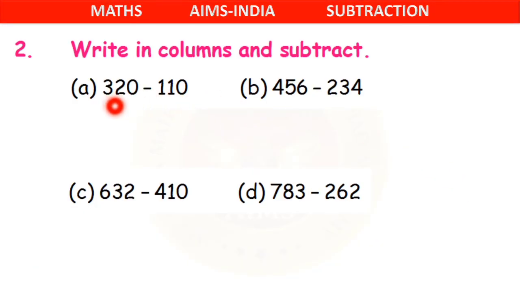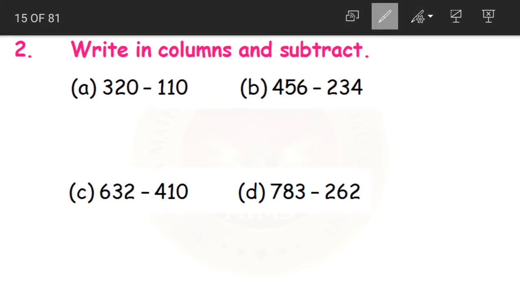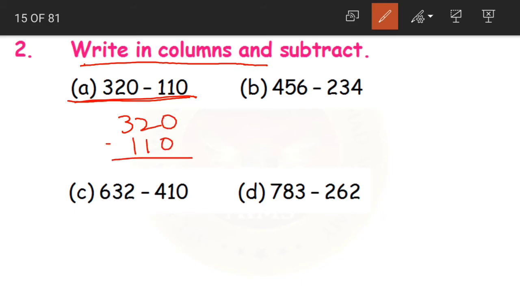Moving on. Write in columns and subtract. Again a few more subtraction problems. See here they are given as a question. What does this mean? Write in columns. 320 minus 110, writing one number below the other. This is one column and this is one column and this is one column. So write in columns and subtract. First we have written in columns, right? One number below the other.